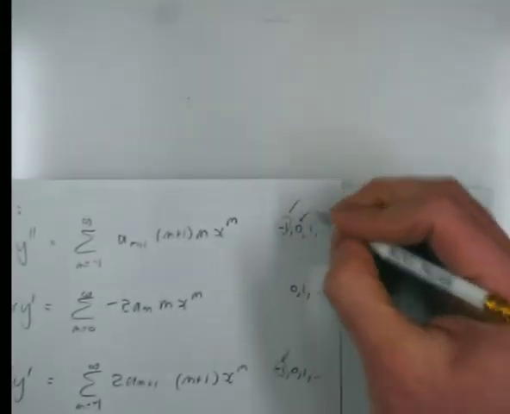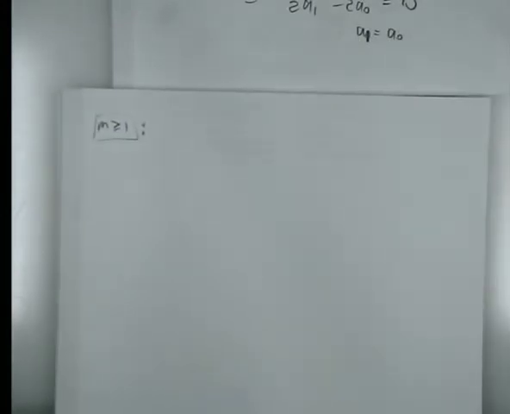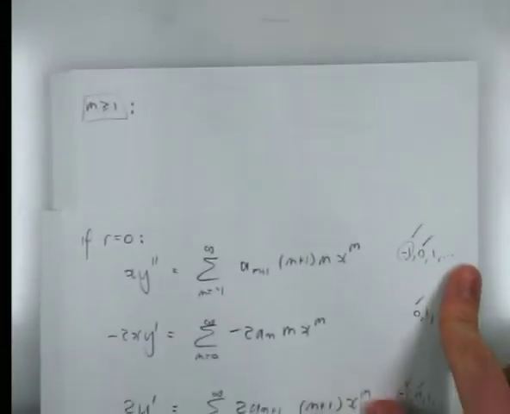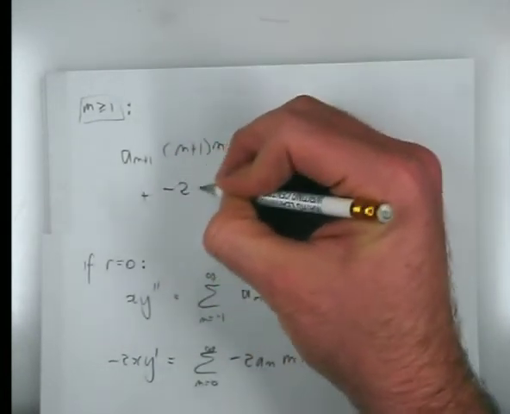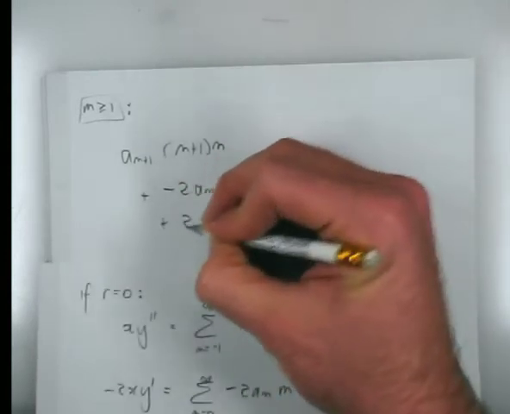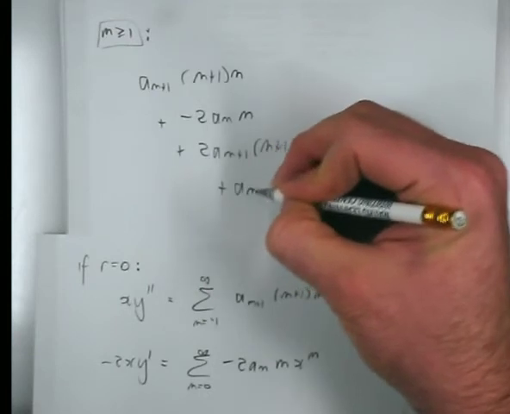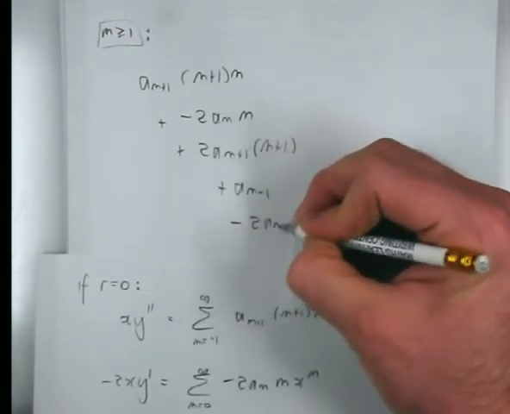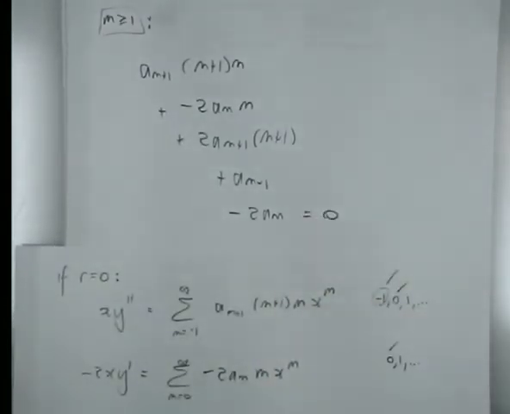So just to be sure, I've got the 0, we did all the zeros, and now they all start at 1, and so I'm good. I can now just add them together as they are presented on the page. So now I have A_M plus 1, M plus 1, M plus, well, minus 2A_M plus 2A_M plus 1, M plus 1, plus A_M minus 1, minus 2A_M is 0. Okay, I'm just taking all of the bits without the x to the m's in them.